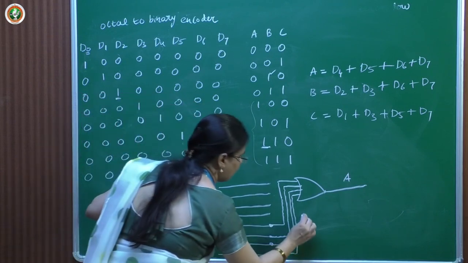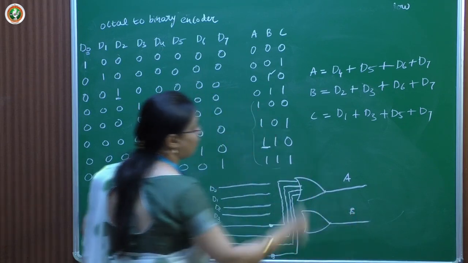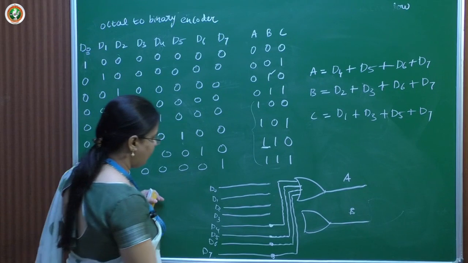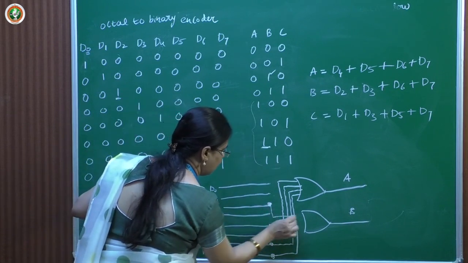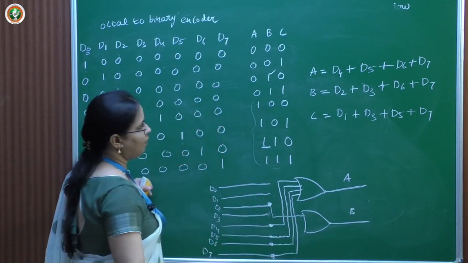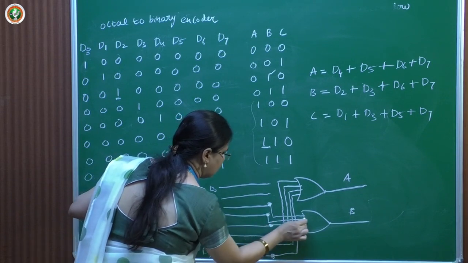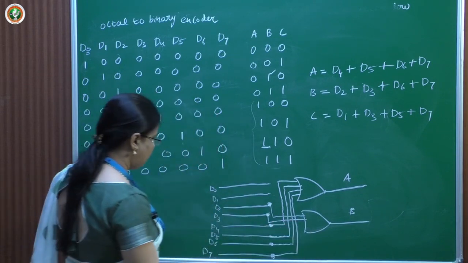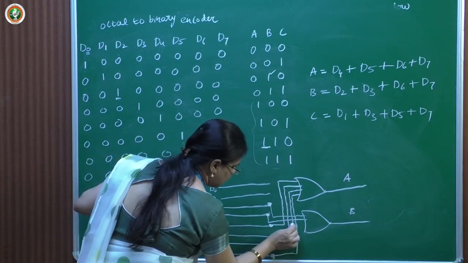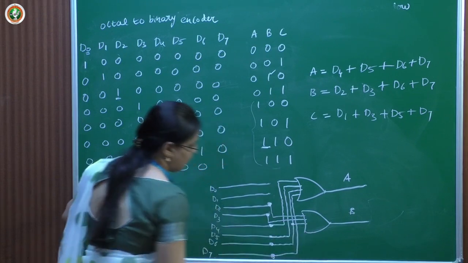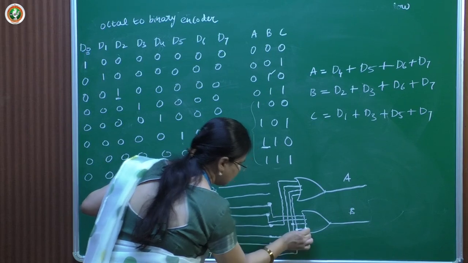Then draw one more OR gate. This will be for B. For B, what are the inputs? We have to give it from D2. Okay, I am giving it from D2. Then after D2 we have D3. Give it from D3. And after that D6, I can take the connection from this D6. Okay, then after that we have D7. Take the connection from this line.